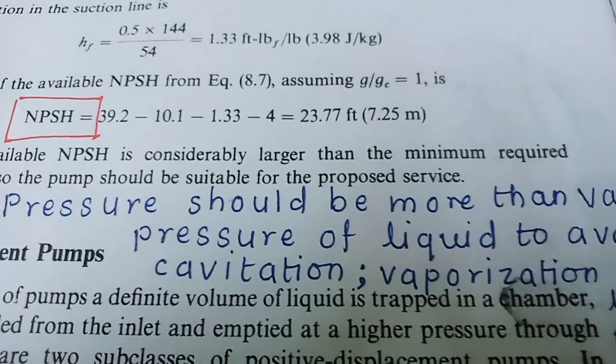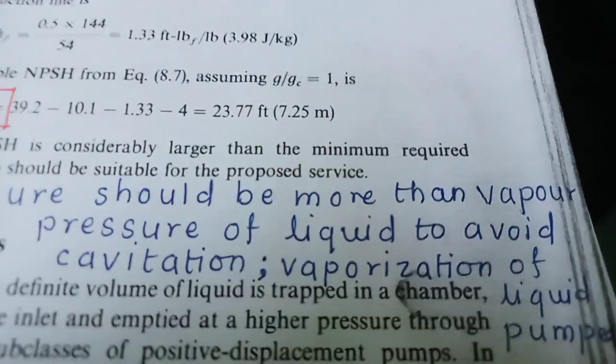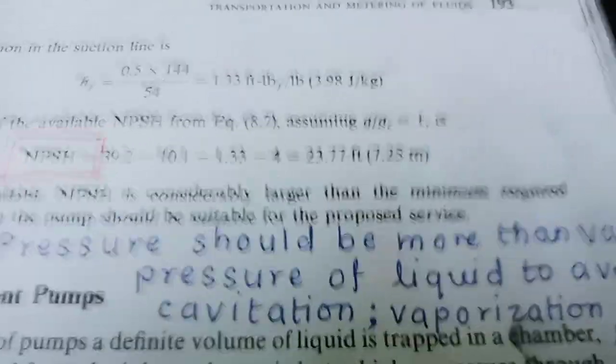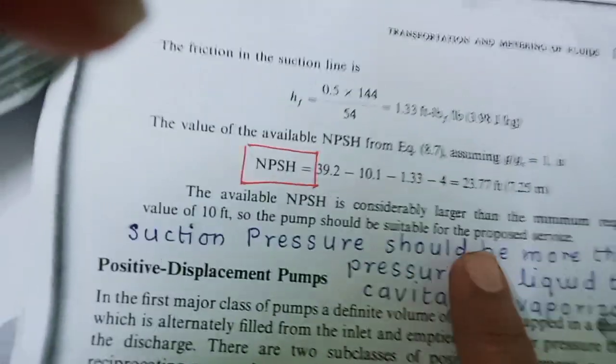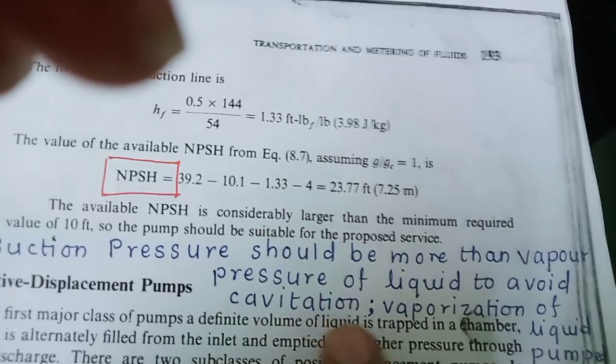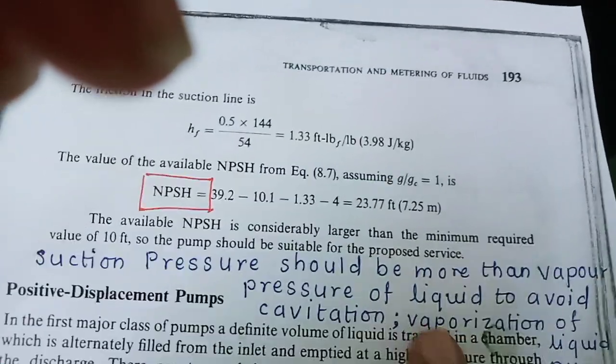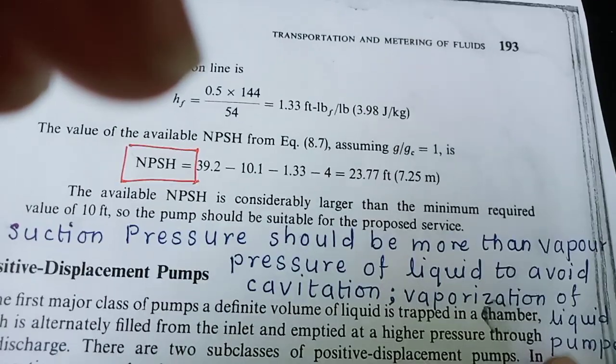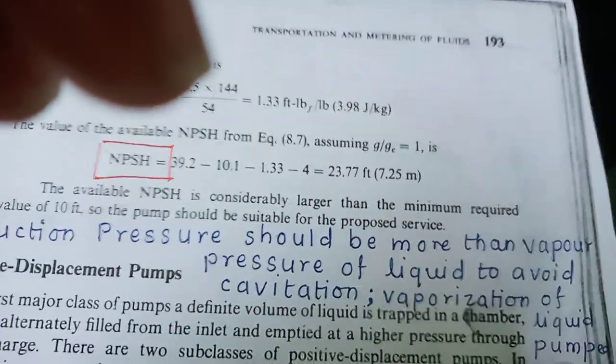Now this net positive suction head is important because if the suction pressure is less than the vapor pressure of the given liquid, what will happen? The liquid will vaporize. This process is known as cavitation. So suction pressure should be more than the vapor pressure of the liquid to avoid cavitation. Cavitation means the liquid will vaporize and it will disturb the pump conditions.